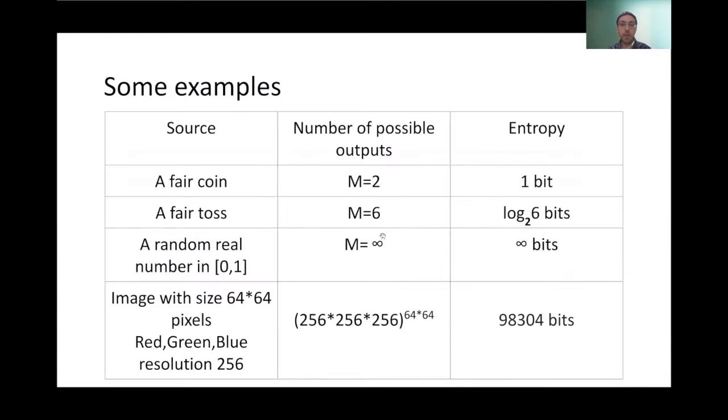Here are some examples. So suppose you have a fair coin. There are two possibilities. So log of 2 is 1, so it's 1 bit of information. If you get the answer, whether it was heads or tails, you have received 1 bit of information. A fair die toss has 6 possibilities, so it's log of 6. Now, if you're given a random real number in the interval 0, 1, how much information have you received? There are infinitely many numbers in the interval 0 to 1, so you have received infinite bits of information, right? If you get a number in 0, 1 and you look at its expansion in base 2, you're receiving infinite bits in the expansion. So it's infinite bits of information.